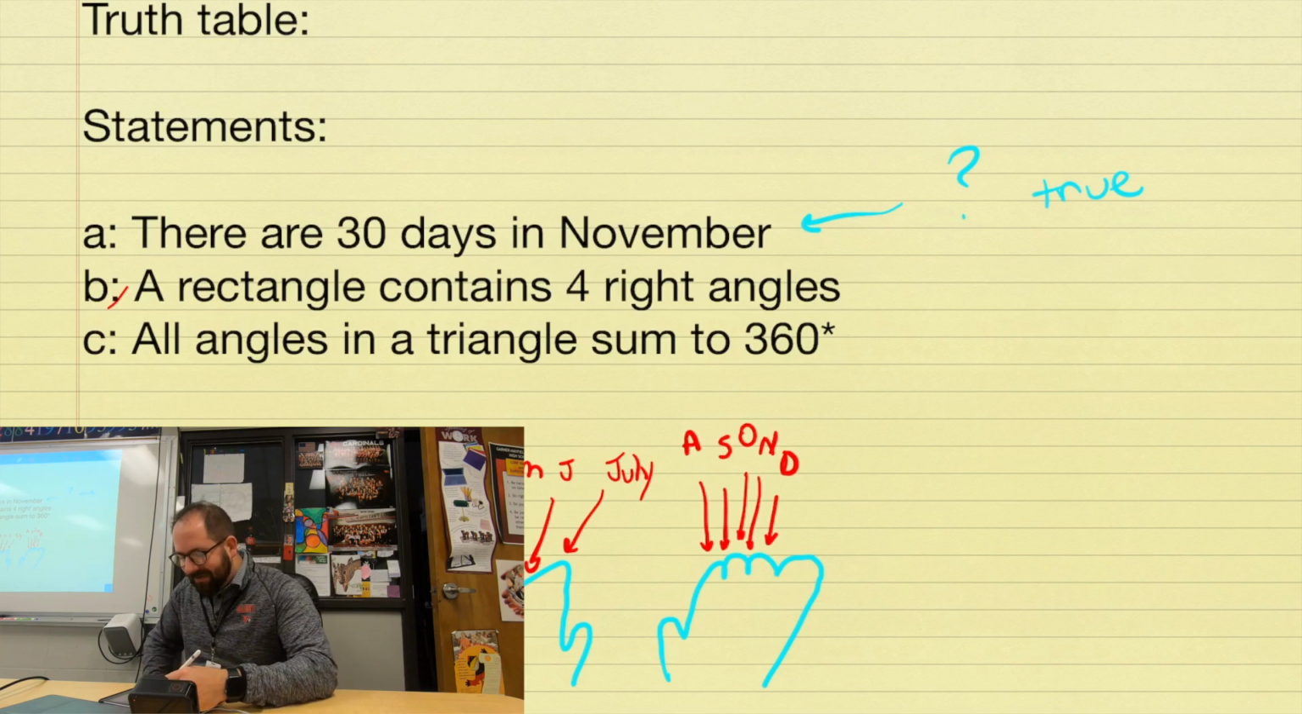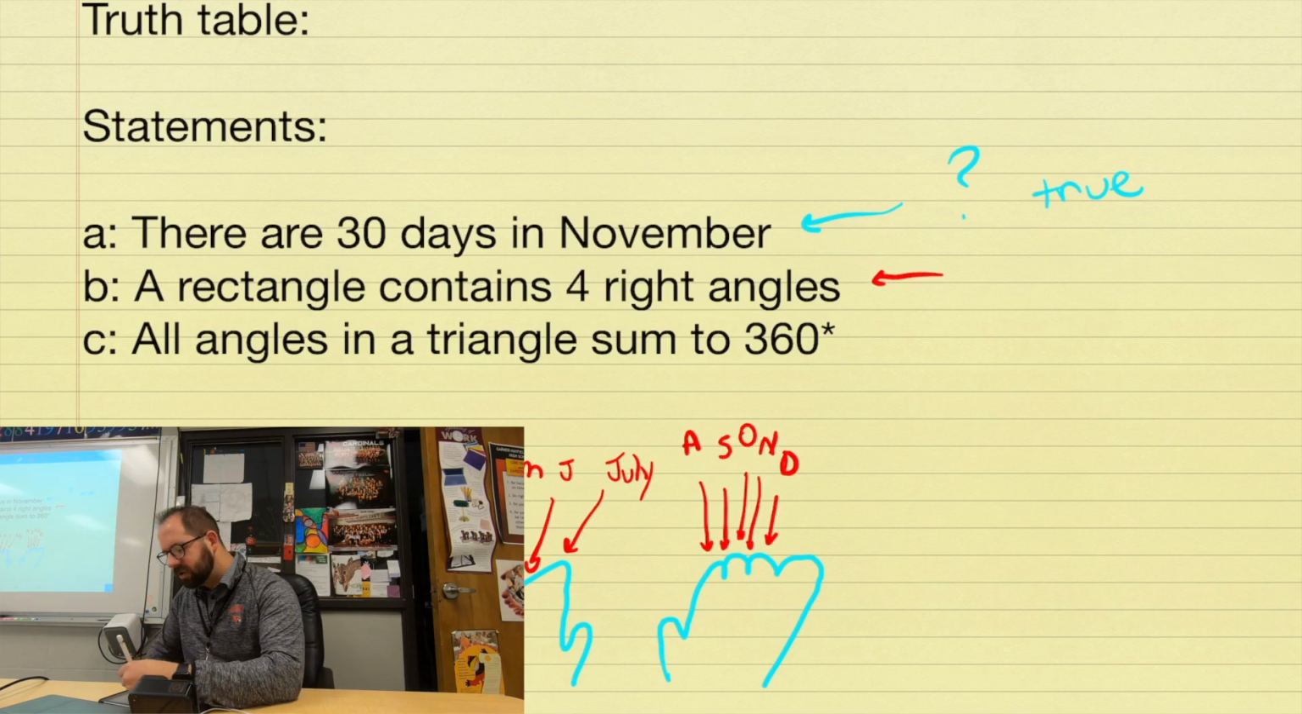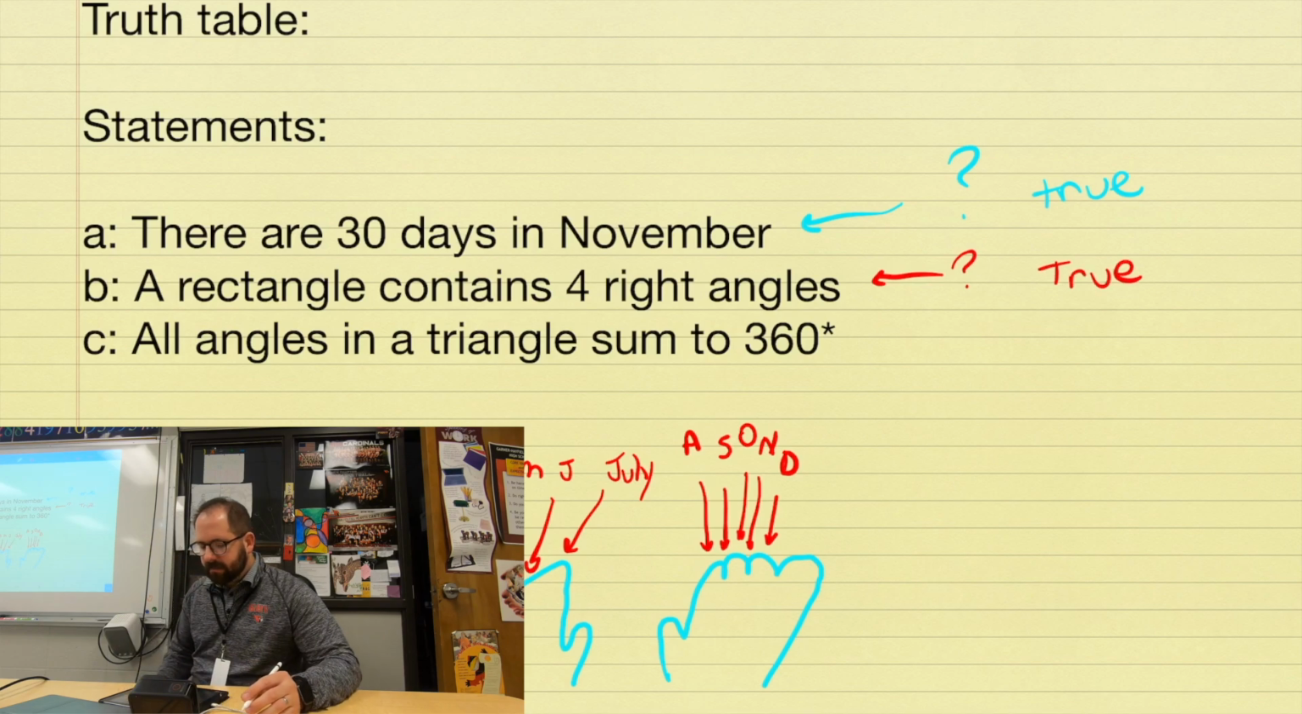Now, next part. A rectangle contains 4 right angles, true or false? True. That is a true statement. That's literally the definition of a rectangle. It has 4 right angles in it. It's a quad, a parallelogram that contains 4 right angles.